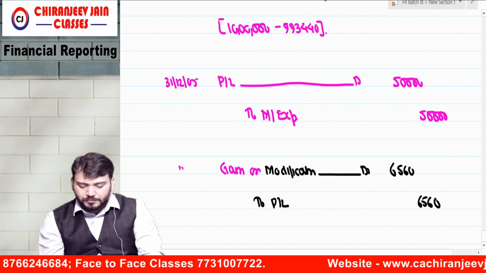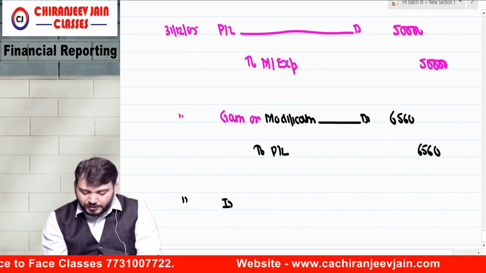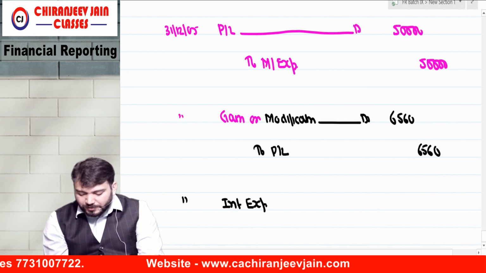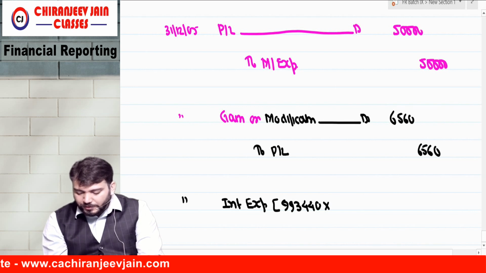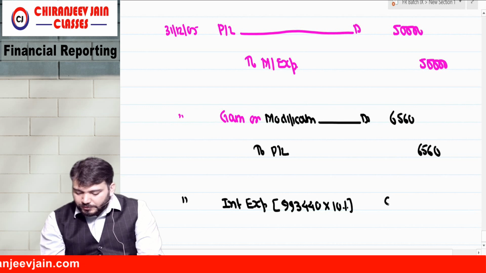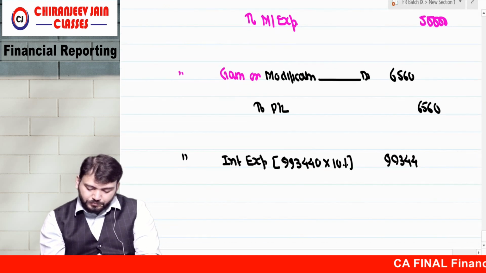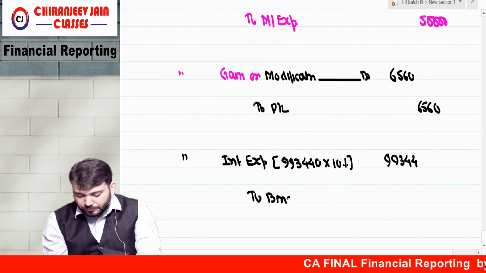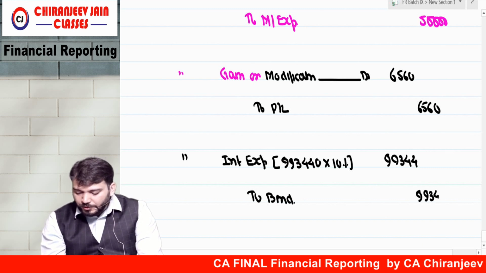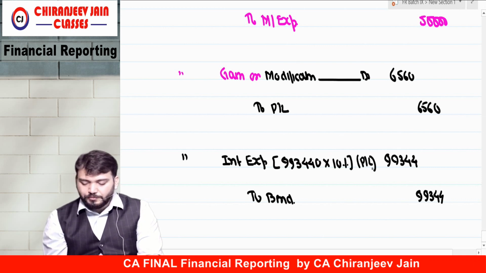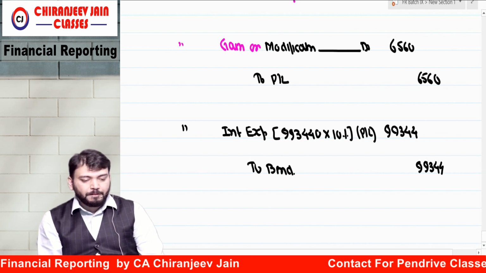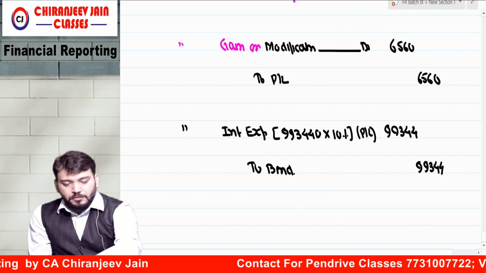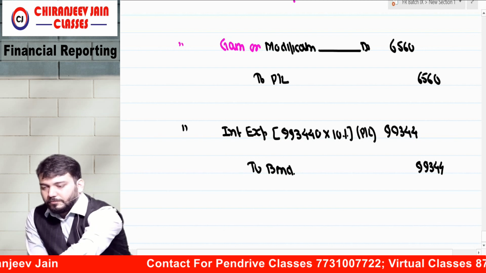Correct? And also on 31st we should recognize interest expense. So interest expense will be now on which amount? 9,93,440 into 10%. That is how much? 99,344. To what? To bond. 99,344, and this will also be transferred to PL. This is the first approach. Correct?